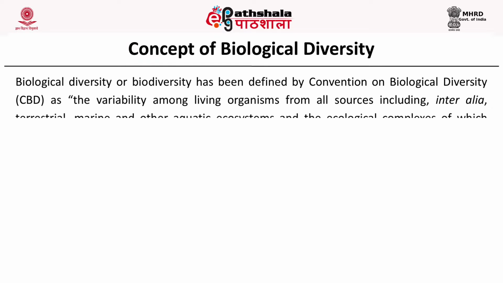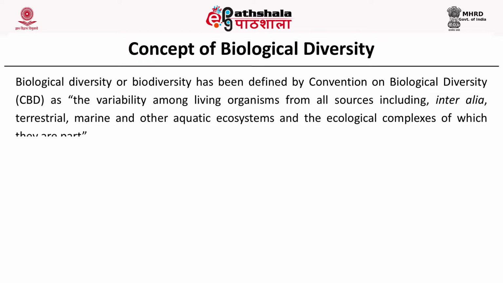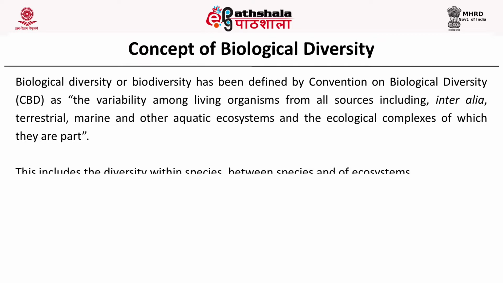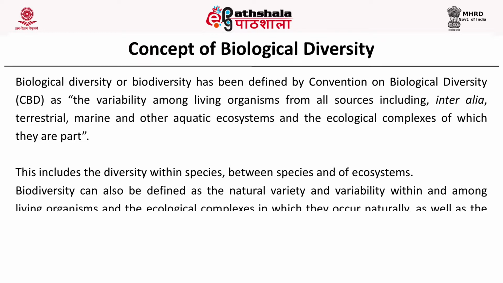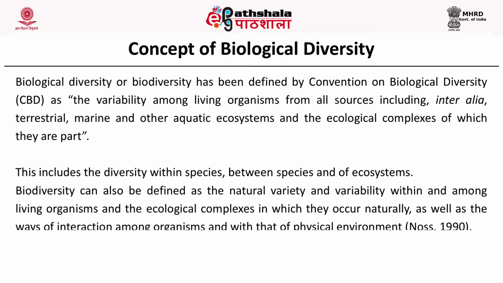So, biological diversity or biodiversity, as we call it, has been defined by the Convention on Biological Diversity, popularly known as CBD, as the variability among living organisms from all sources including terrestrial, marine and other aquatic ecosystems and the ecological complexes of which they are a part. This includes the diversity within species, between species and of ecosystems. So, accordingly we have three types of diversity: the genetic diversity, the species diversity and the community diversity.